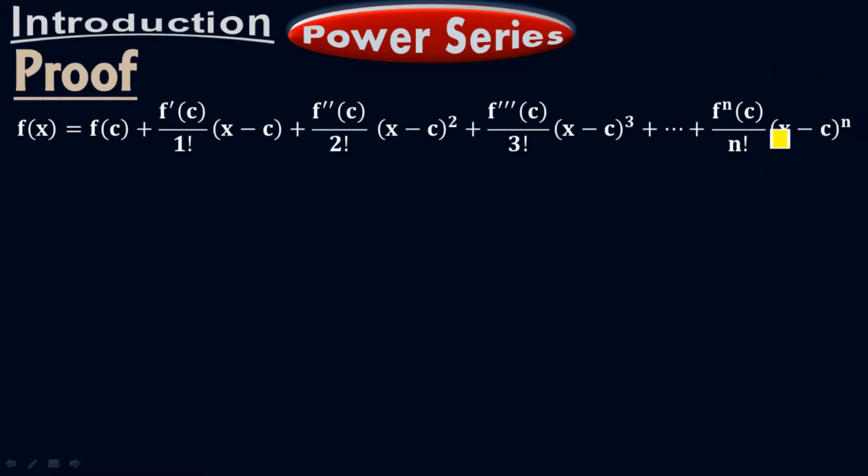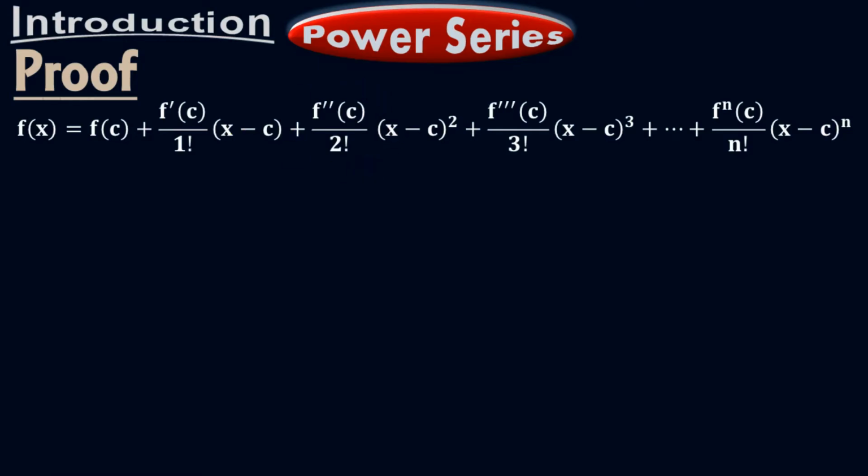It goes up to infinity. So we can write f to the n of c over n factorial into x minus c to the n. This n can be any number. You can go for 4, 5, 6 up to infinity. So it is a typical Taylor series equation. We're gonna derive the power series equation from here.